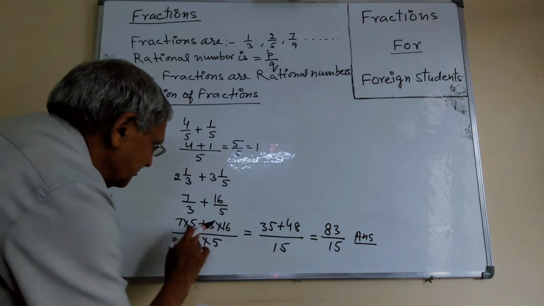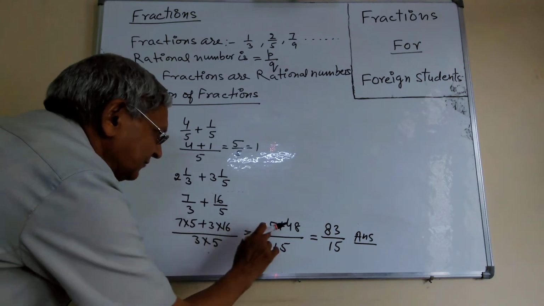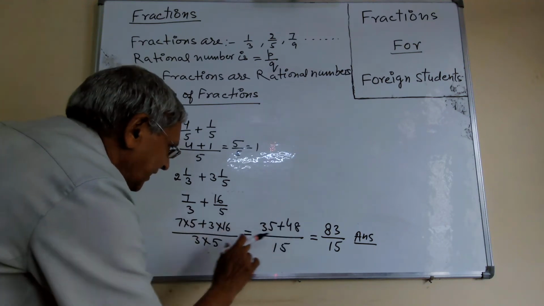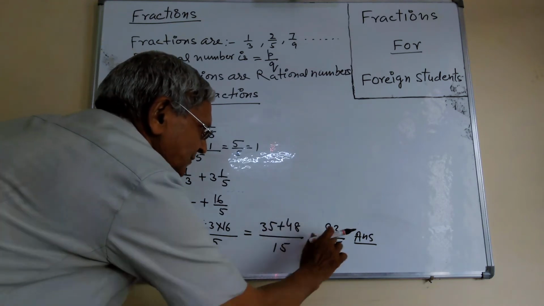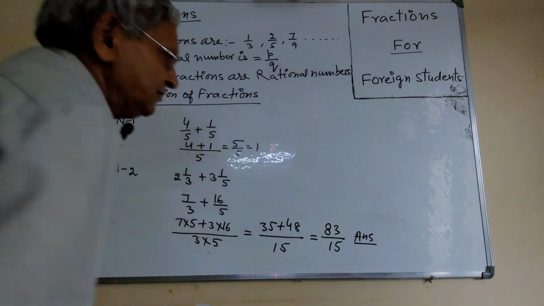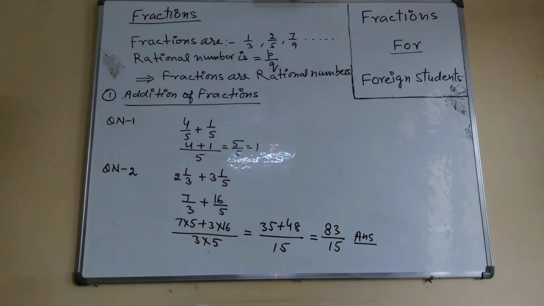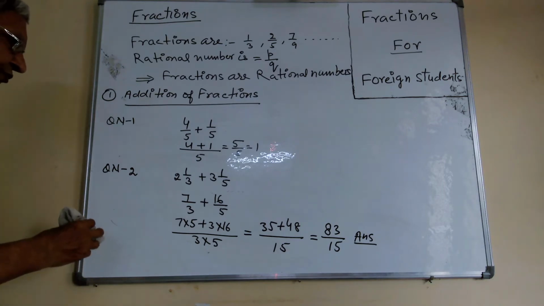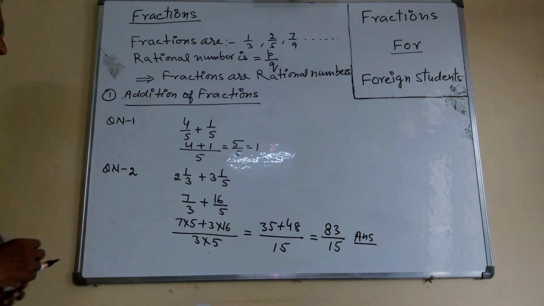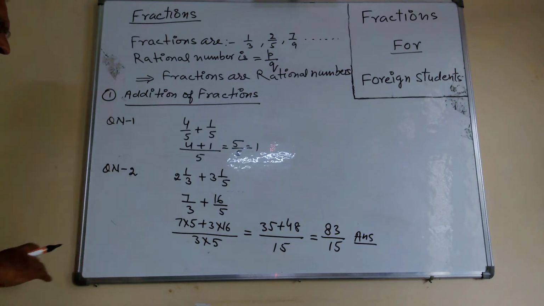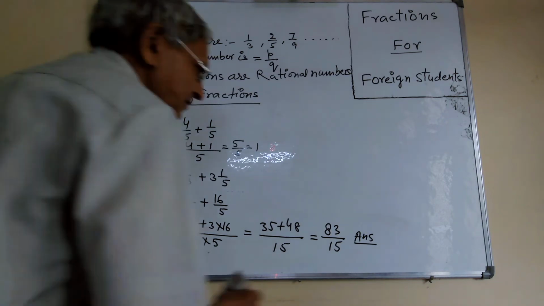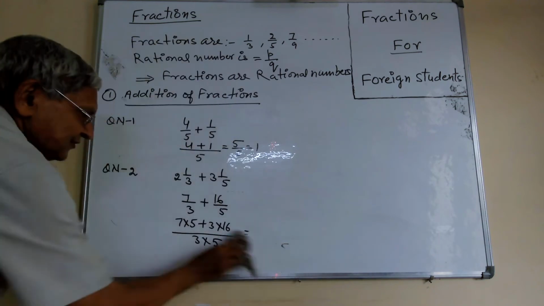So multiply the 7 by 5. 7 into 5, 35. 16 into 3, 48. Upon 3 into 5, 15. Add these two numbers, 83 by 15. This is the answer. My dear student, these are the two examples, two questions in which we have to find out the addition. We have to find out the sum of these expressions. So this is the method of finding sum.